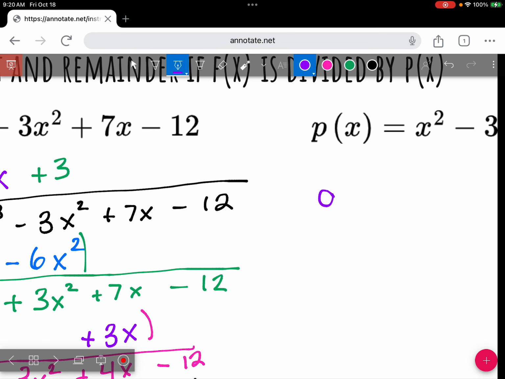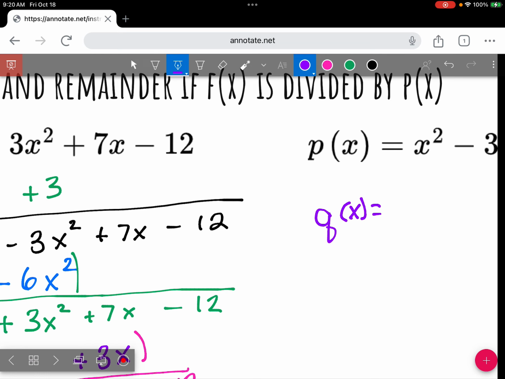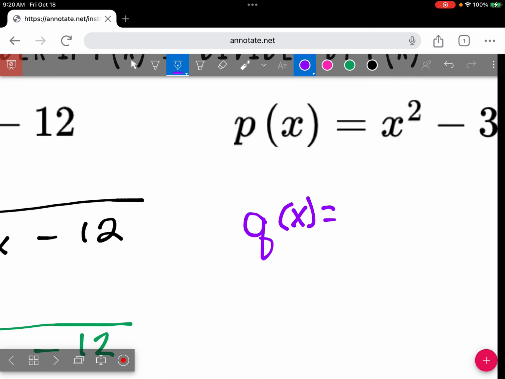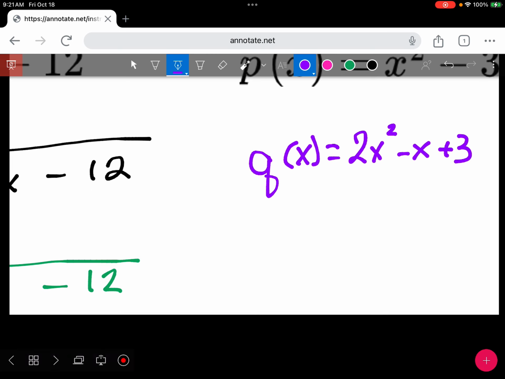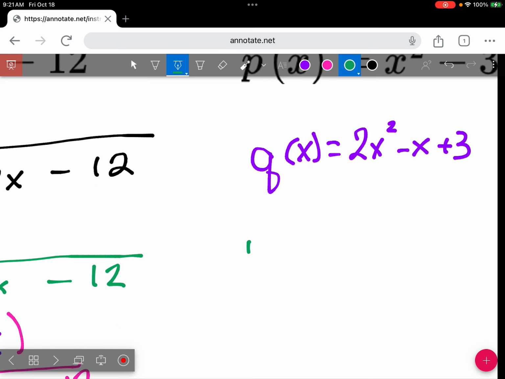So our q of x, our quotient, is what's on top. When they ask you to find q of x, that's what they mean. What we wound up with on top, our 2x squared minus x plus 3. Our r of x, our remainder, is what's left on the bottom. Our 4x minus 3.